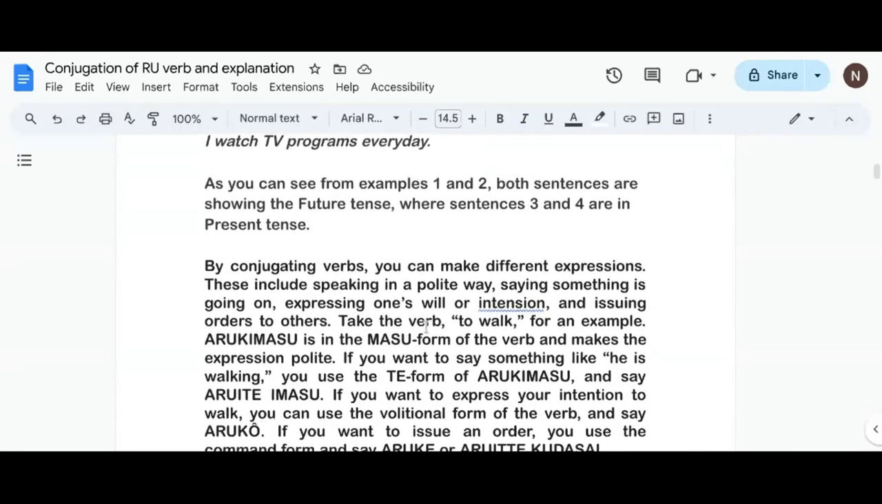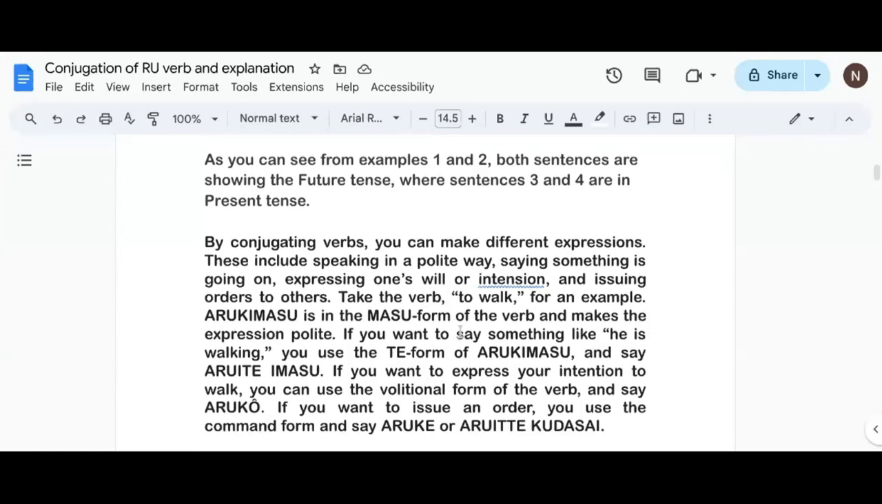Now, why do we need to conjugate a verb in Japanese? Why we conjugate is because by conjugating the verb, we can make different expressions. Okay, this includes speaking in a polite way, by saying something is going on, expressing one's will or intention, and issuing orders to others.